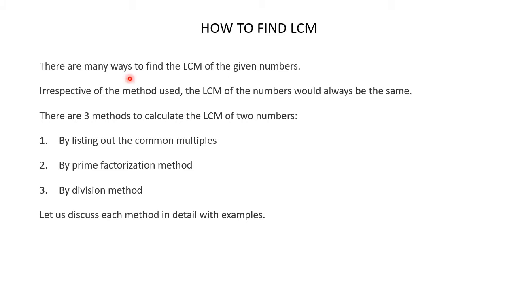There are many ways to find the LCM of the given numbers. And whichever method you use, the LCM of the numbers will always be the same. There are three methods to calculate the LCM of two numbers. The first method is by listing out the common multiples. The second method is finding the LCM by prime factorization method. The third method is finding the LCM by division method. Let's discuss each method in detail with examples.